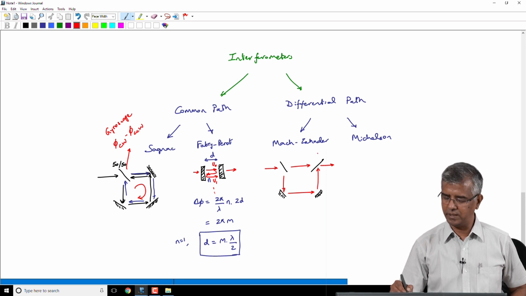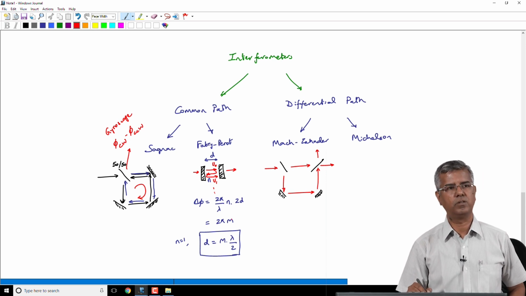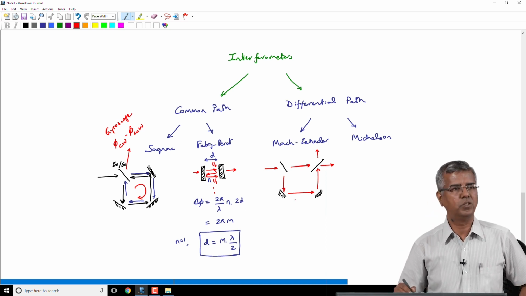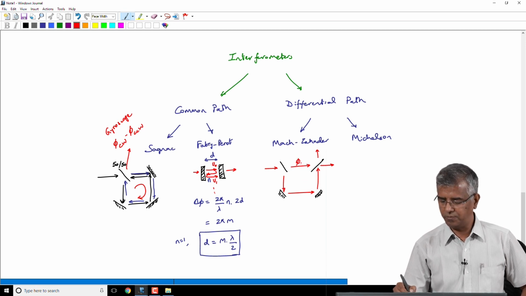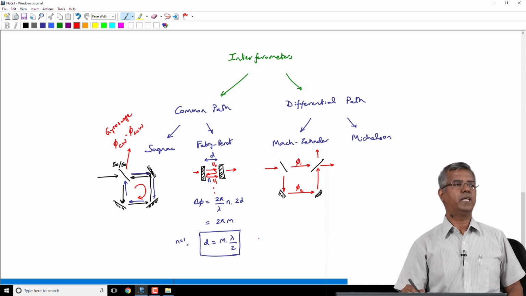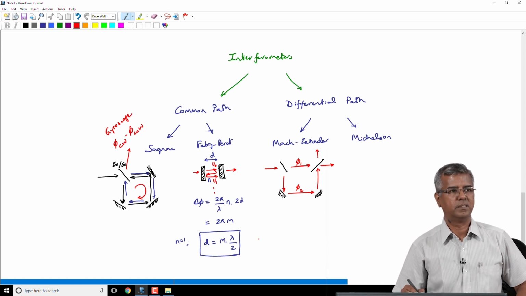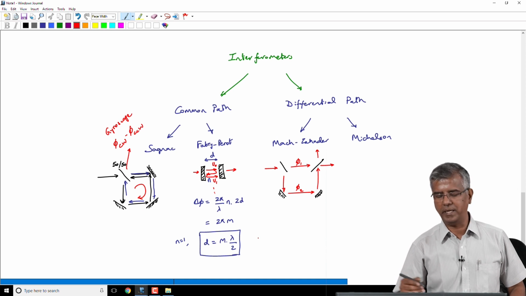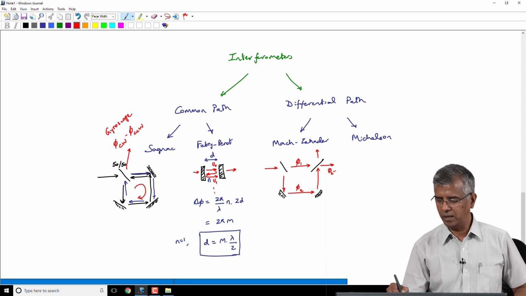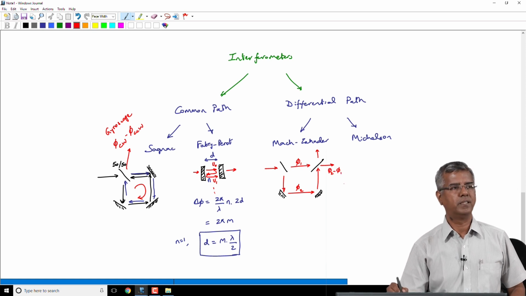You need not just interfere in this direction, it can interfere in this direction also, but what it corresponds to is actually a relative phase shift. This is the phase accumulated, if this is phi 1, this is phi 2, because they are going through physically different paths, the phase shift that it accumulates during the propagation is different, and then you have phi 2 minus phi 1 causing a change in the interference.